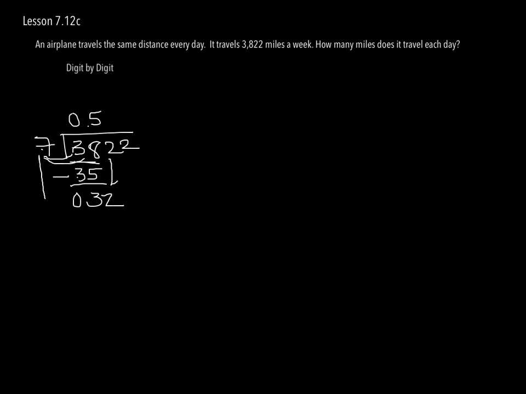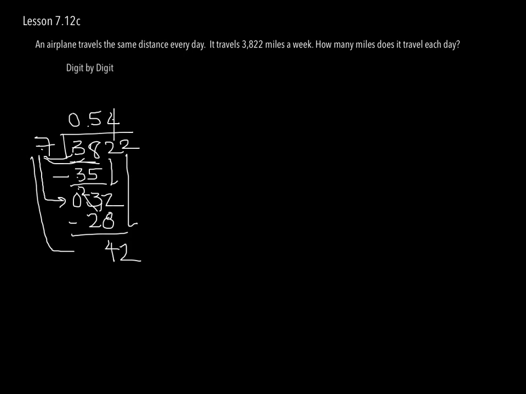Now, how many 7s go into 32? Well, the answer there is 4. 4 times 7 is 28. Put the answer on the bottom. Subtract. This is going to be 12, and this becomes 2. 12 less 8 is 4. And then we're going to bring down the next number, which is 2.